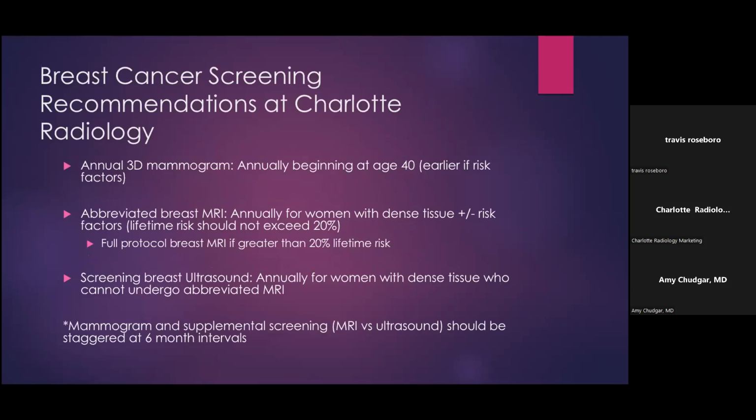And so our screening recommendations at Charlotte Radiology are to do annual 3D mammograms beginning at the age of 40, or earlier if risk factors. Abbreviated breast MRI annually for women with dense tissue who may or may not have risk factors, but their lifetime risk should not exceed 20%. If it does exceed 20%, then they should be getting a full protocol breast MRI. And then screening breast ultrasound annually for women with dense tissue who cannot undergo abbreviated MRI.